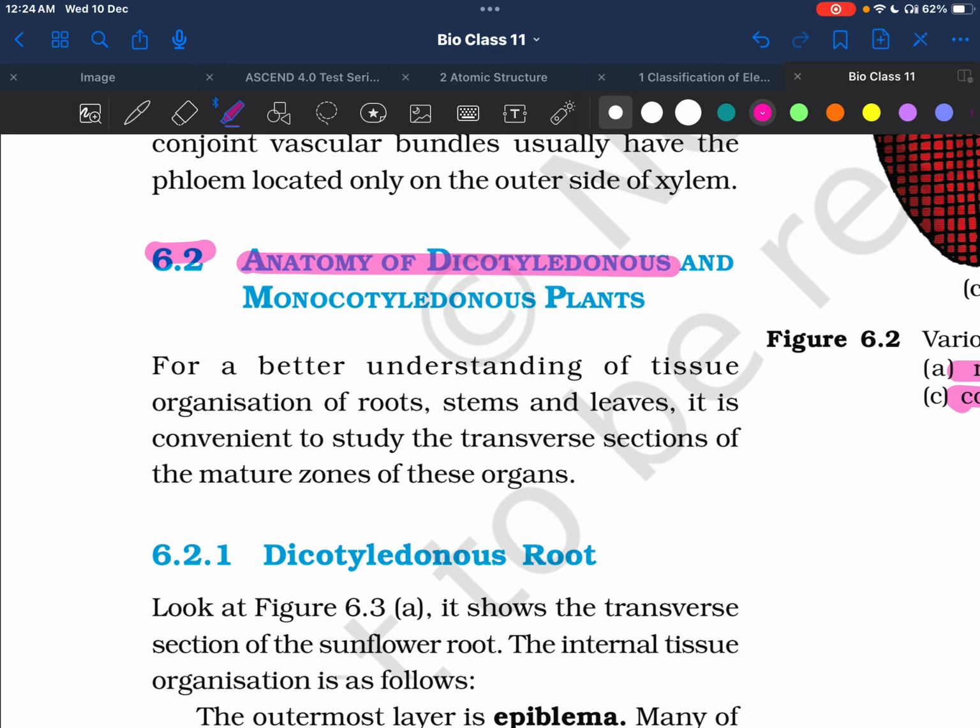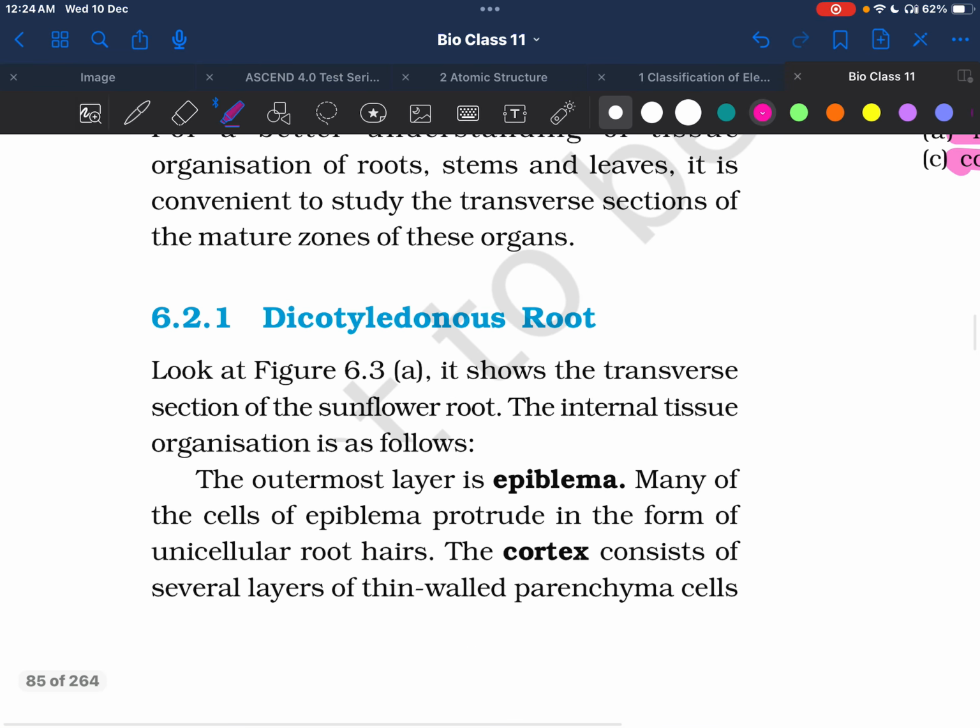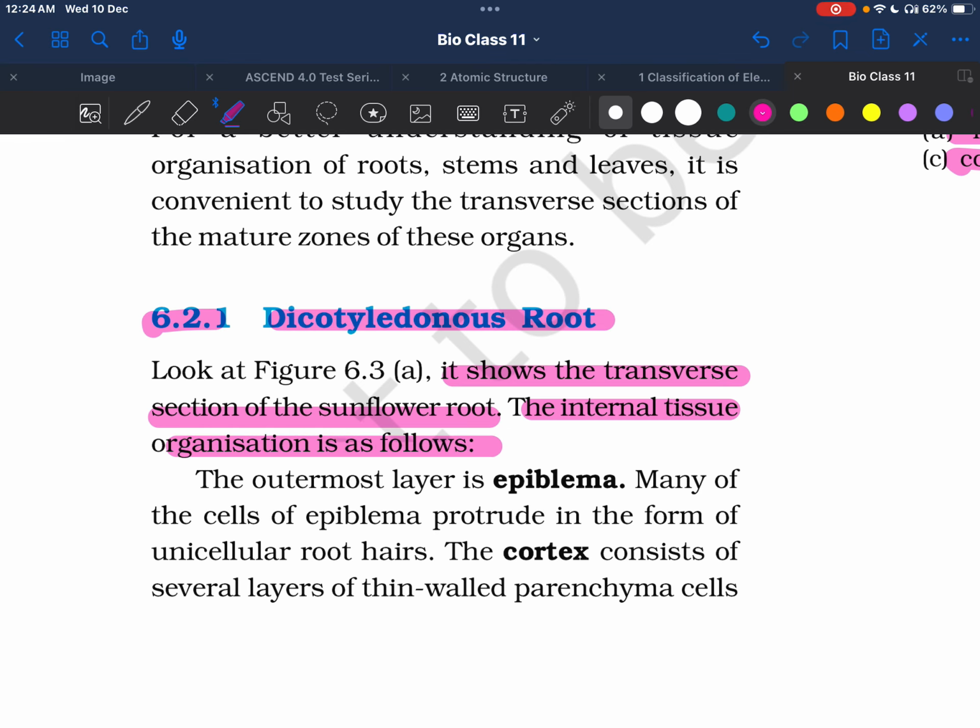6.2 Anatomy of dicotyledonous and monocotyledonous plants. For a better understanding of tissue organization of roots, stems, and leaves, it is convenient to study the transverse sections of the mature zones of these organs. 6.2.1 Dicotyledonous roots. The figure shows the transverse section of the sunflower root. The internal tissue organization is as follows. The outermost layer is the epiblema. Many of the cells of the epiblema protrude in the form of unicellular root hairs.